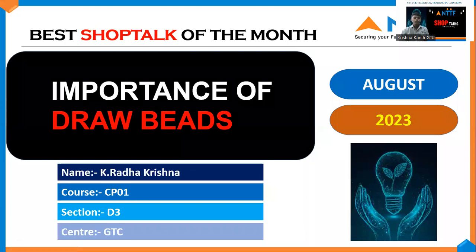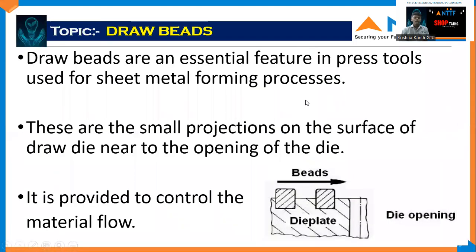Today I am here to present my shop talk, and my shop talk topic is importance of drawbits. Before going to know about importance of drawbits, let us see what is drawbits. Drawbits are very important features in press tools. Drawbits mainly used for sheet metal forming process or drawing operation.